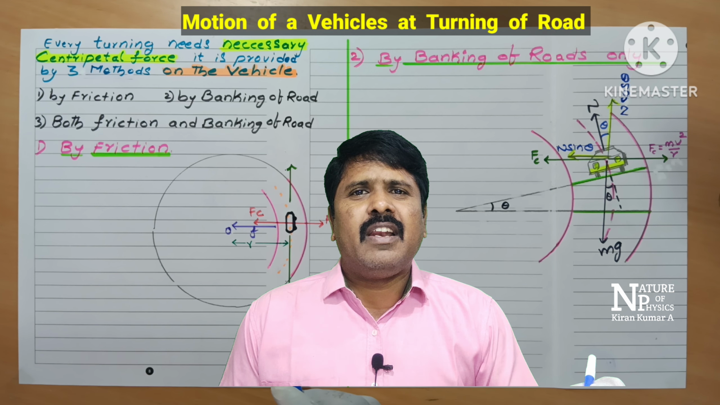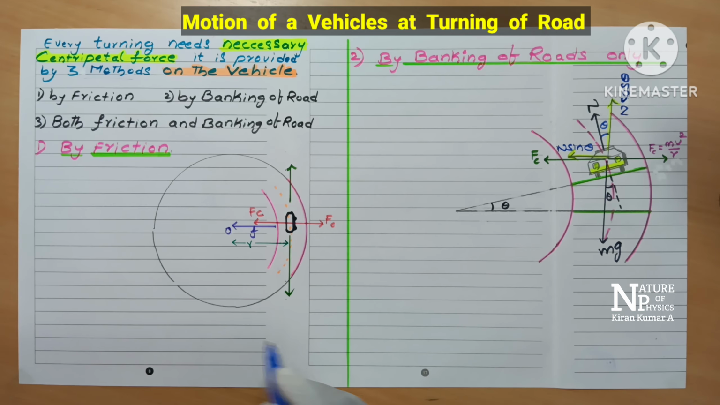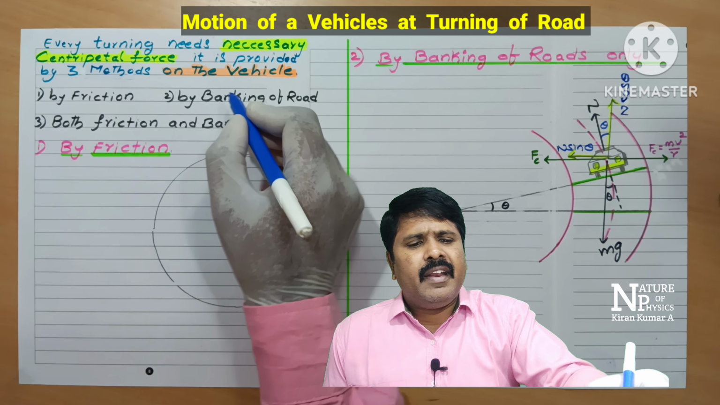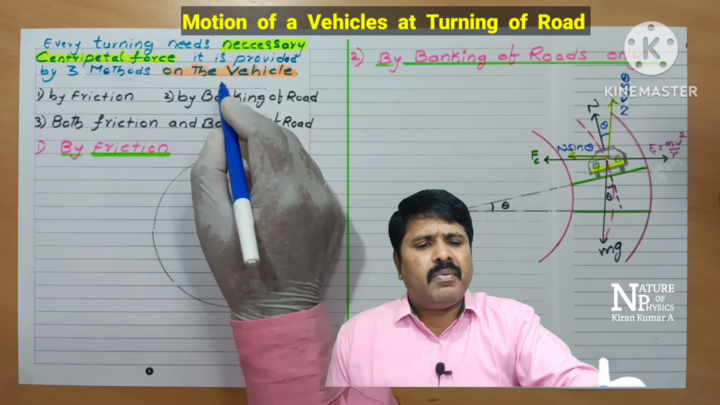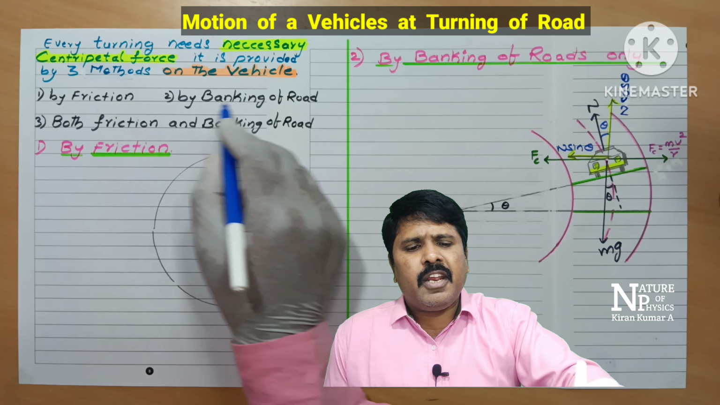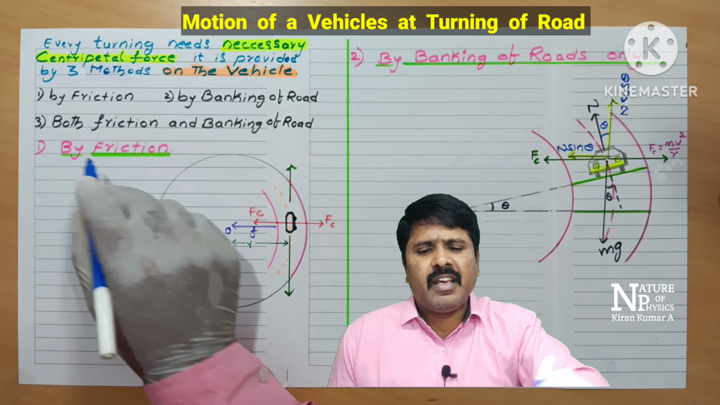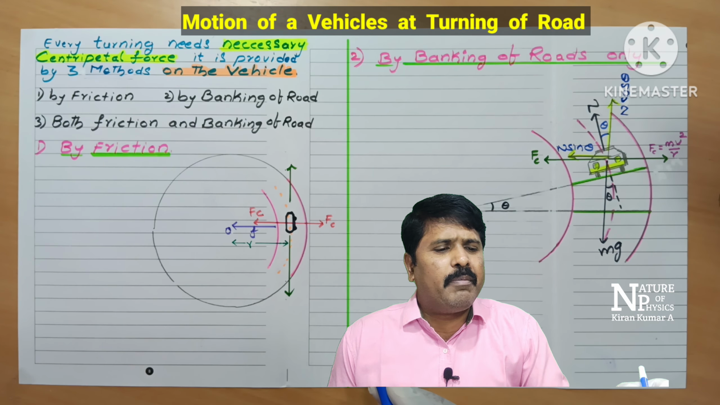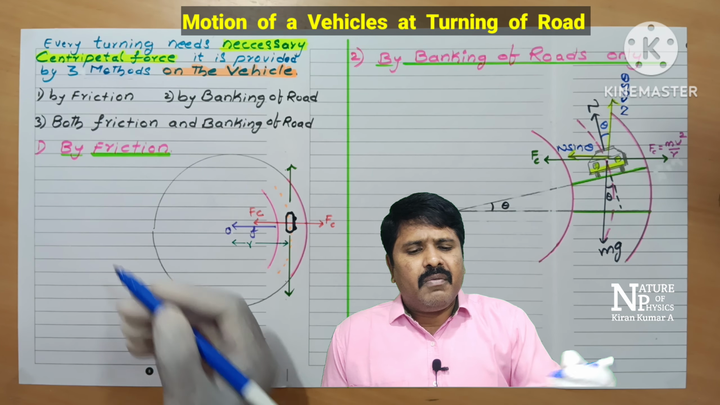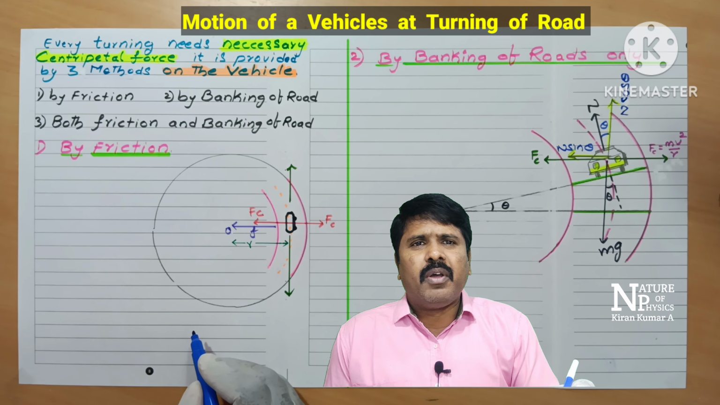Step by step, I am going to explain clearly, including one numerical related to this topic. For vehicle turning, the necessary centripetal force is provided by three methods: by friction, by banking of the road, and by both friction and banking of the road. First, I am going to discuss friction.